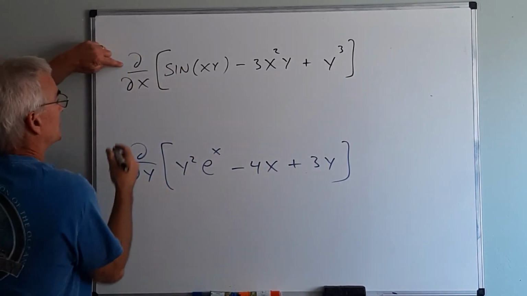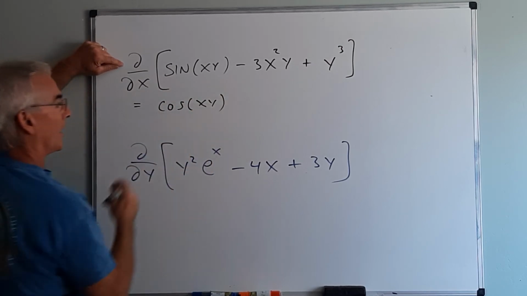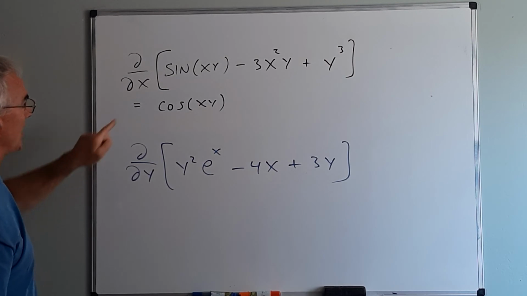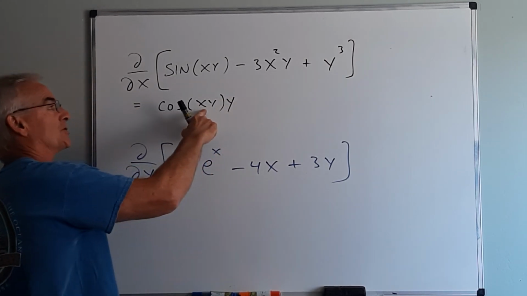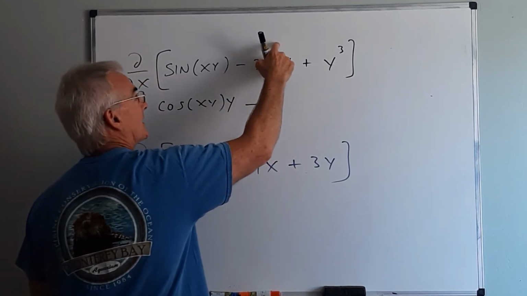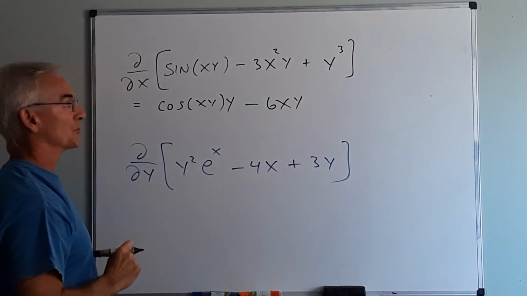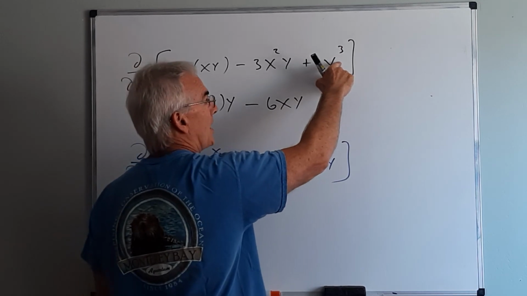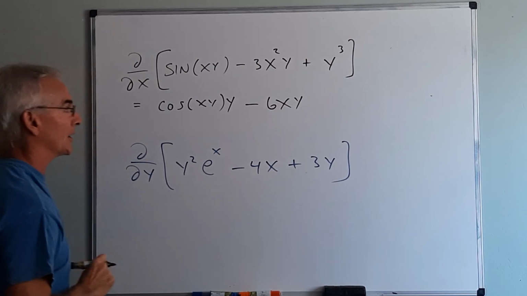So when I take the partial with respect to x, I'm going to get the cosine of xy times the derivative of xy. But the derivative of xy with respect to x would simply be y, because that would be the chain rule factor. The derivative of this term with respect to x, I'll have 6x times y, because y is treated as a constant. But because this only has y's in it, the derivative of the constant is 0. So I'm done. That's the entire answer.